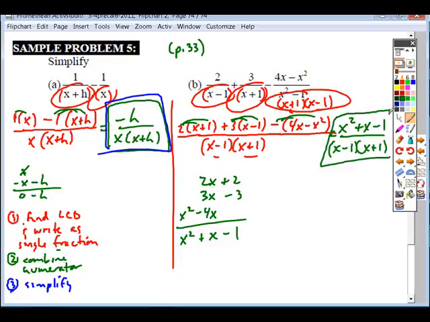Now, we go to our last step here, simplify. Okay. Can you factor this numerator? Are there any factors of -1 whose sum is +1? No. So you leave it as it is. This is your factored form as well, or your simplified form as well.